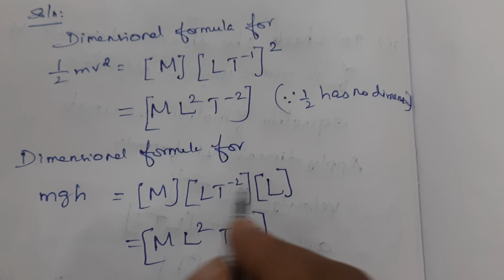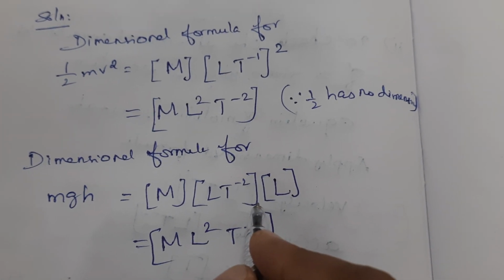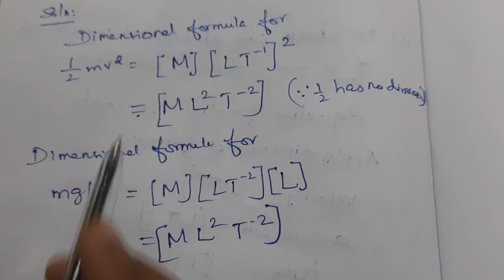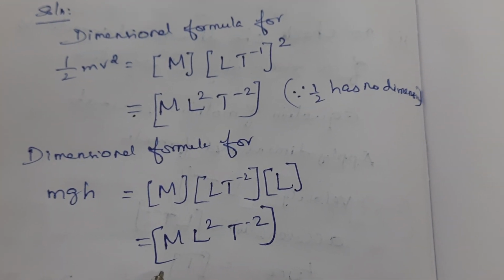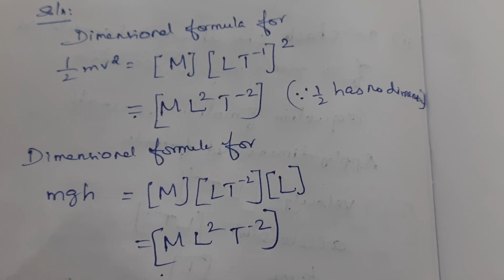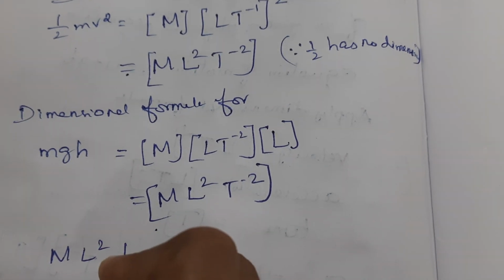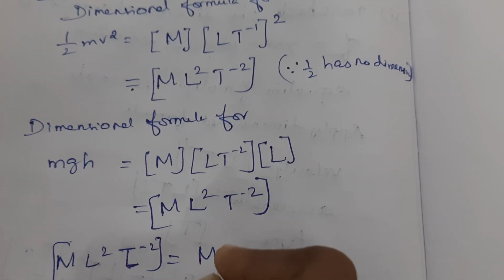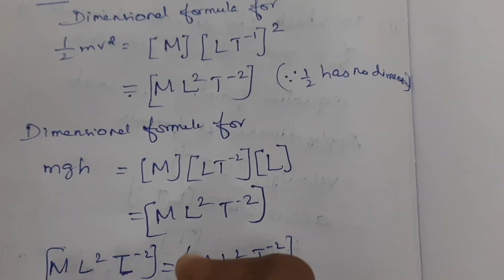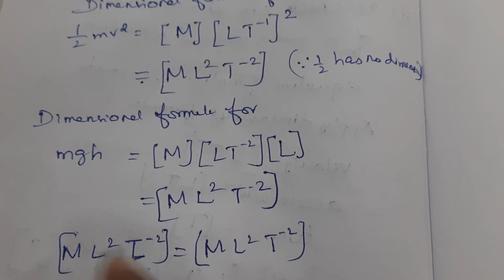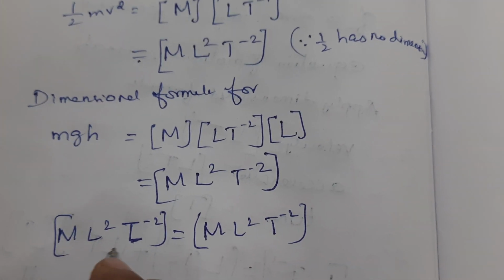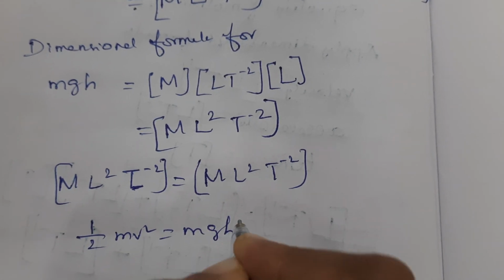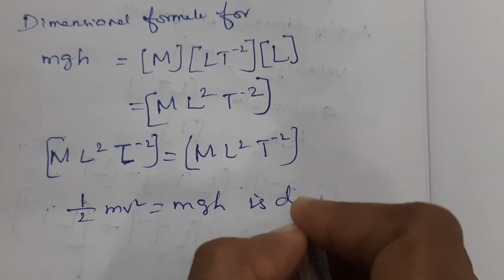Quantities of the same dimensions only can be added. Now check this. This is the left hand side and this is the right hand side. So both are dimensionally correct. ML square T raised to minus 2 is equal to ML square T raised to minus 2. So both sides are dimensionally the same. Hence, the equation half mv square equal to mgh is dimensionally correct.